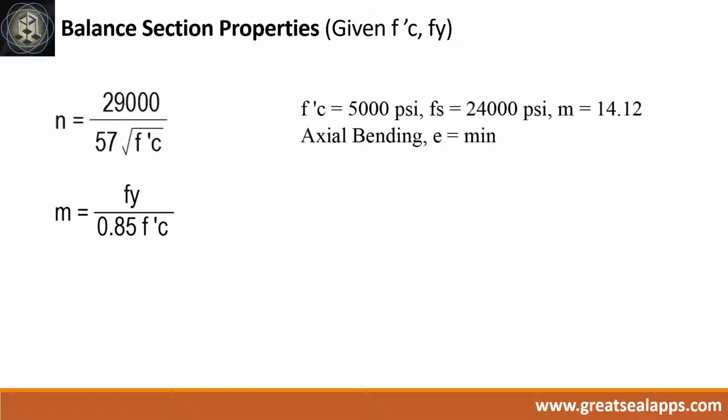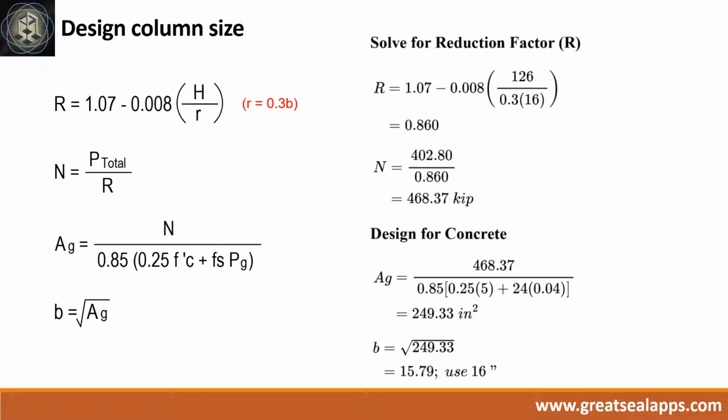Given f'c equals 5000 psi, fs equals 24,000 psi, fy equals 60,000 psi, the balanced section properties are as follows: n equals 7.195, m equals 14.12. The reduction factor is 0.86, and the nominal load is 468.37 kips.